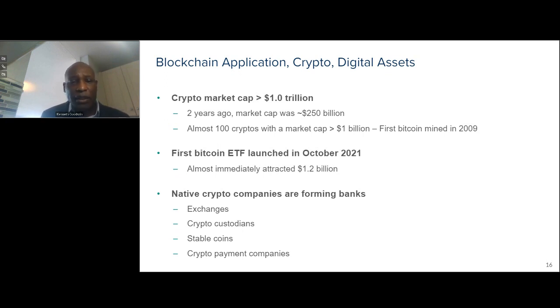Native crypto companies are forming banks. That is still the case. The irony behind this is that the blockchain industry at first wanted not to include banks, but now they start to realize that you do need banks, or if not banks, you do need an entity to safeguard your digital assets.